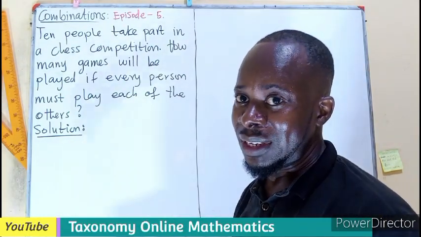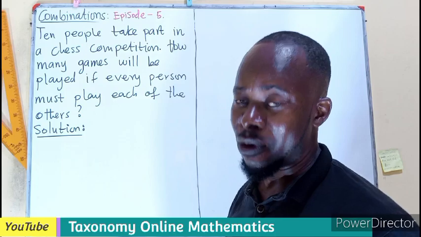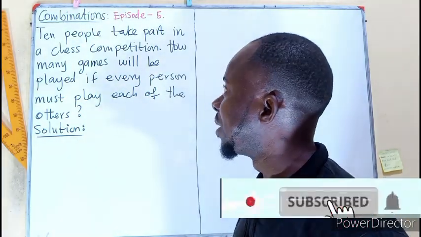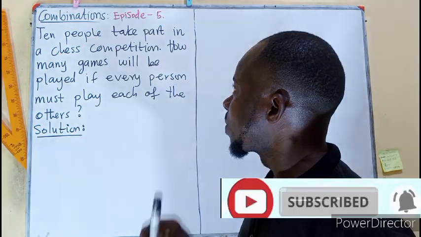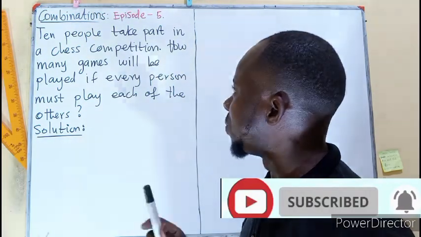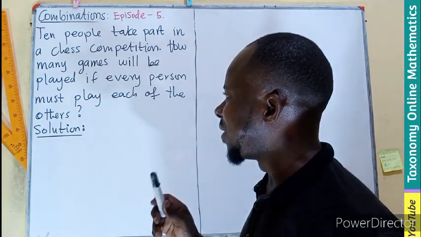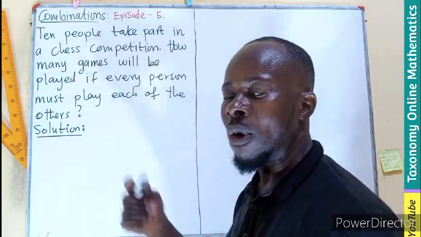I guess watching episodes 1, 2, 3, 4, you'll be able to provide the answer to this. Episode number 5 of combination. So 10 people take part in a chess competition. How many games will be played if every person must play each of the others?